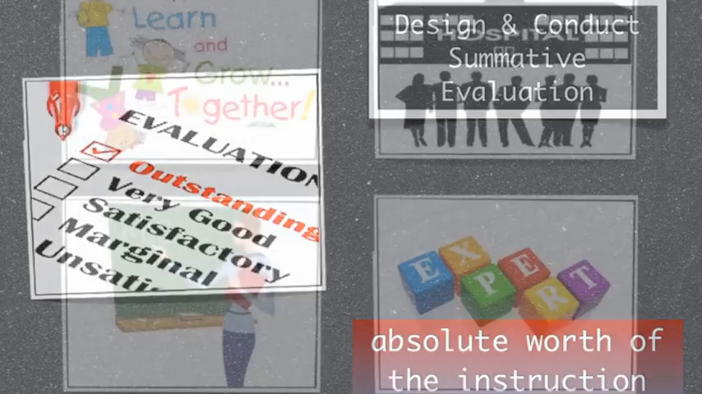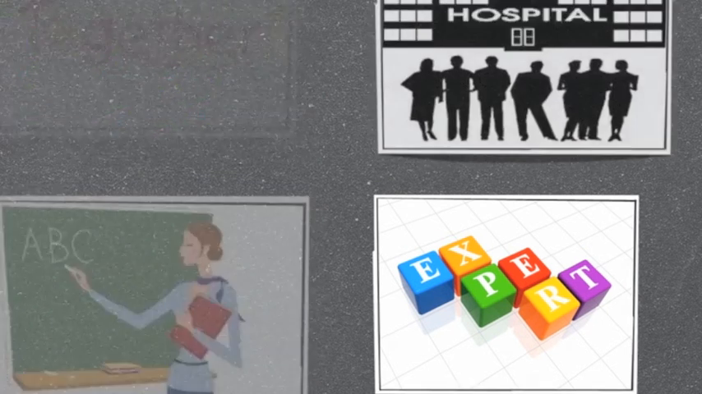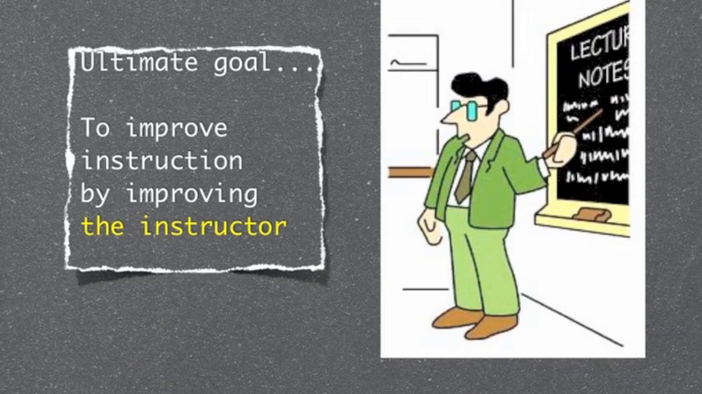The Dick and Carey model can be applied to any organisation, from kindergarten to government organisation, and can be applied to a novice or expert alike. But you do need time to complete each stage and have good coordination in order to be successful. Remember, the ultimate goal of any instruction design model is to improve instruction by improving the instructor.